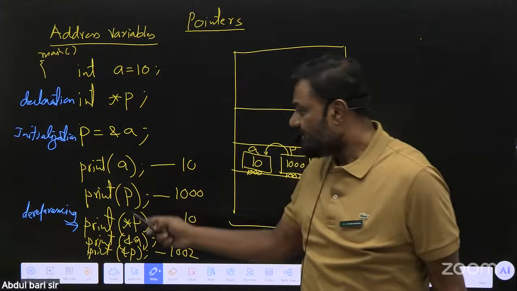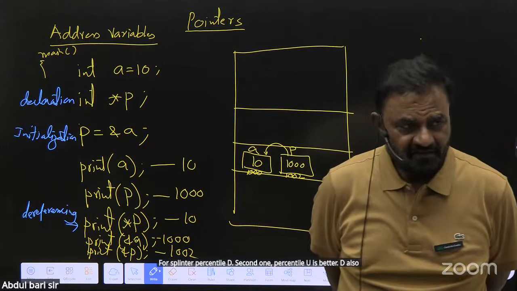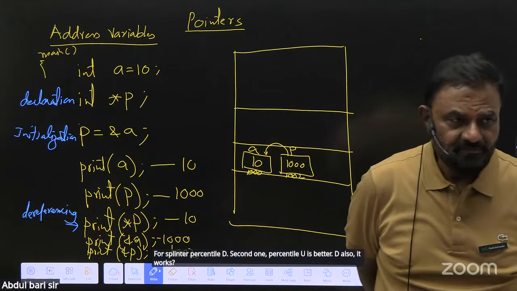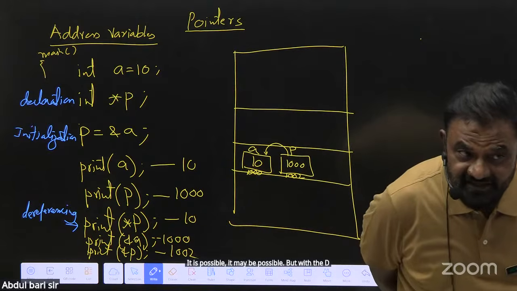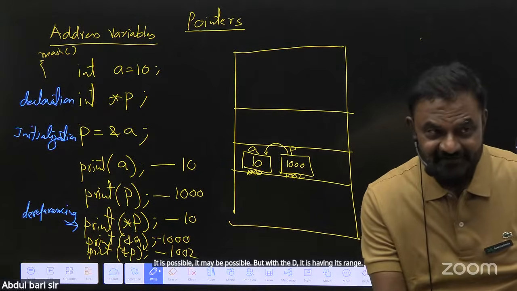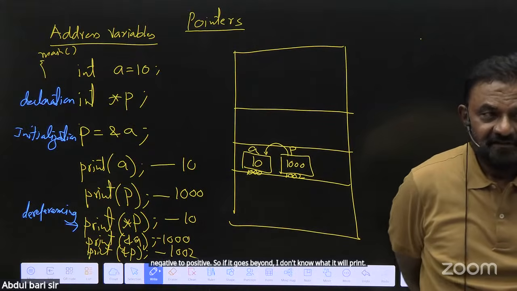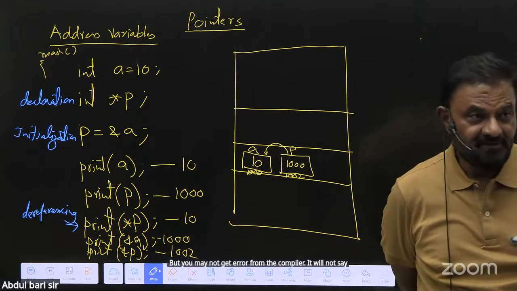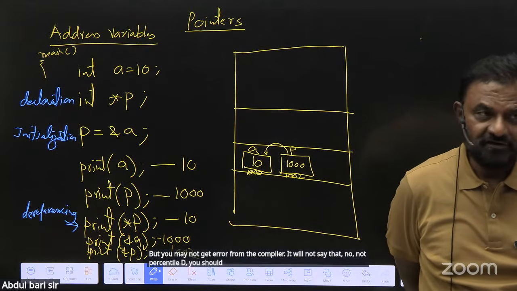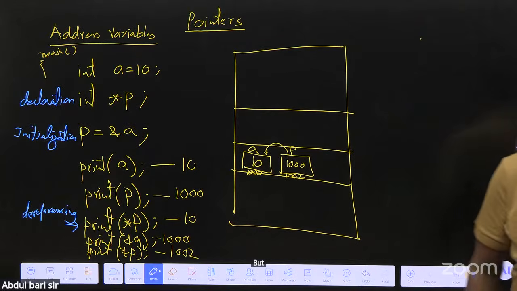First, printf with percent D. Second, percent U is better. D also works, it is possible. But with D, it has its range, negative to positive. So if it goes beyond, I don't know what it will print. But you may not get an error from the compiler. It will not say that you should give some other control code. It will not give an error for control codes, but you may not get a perfect output.